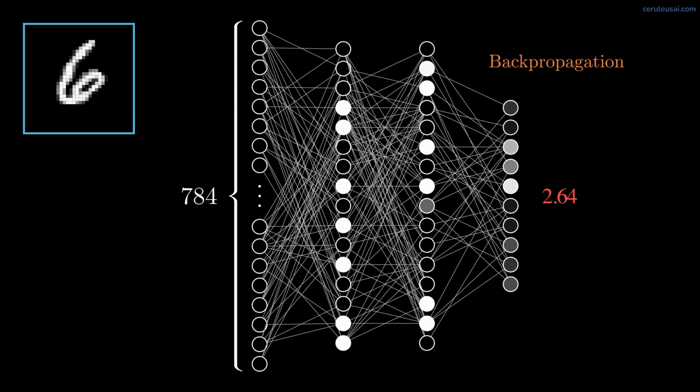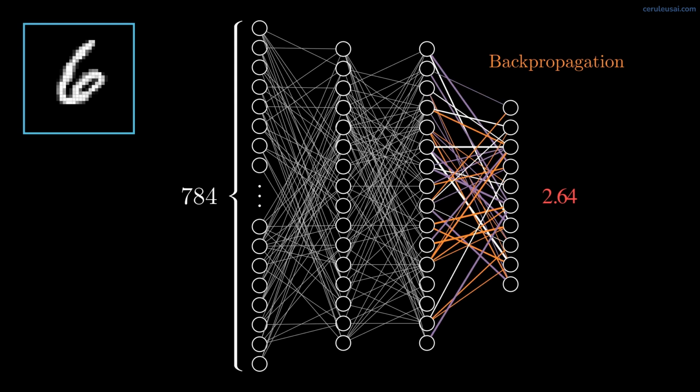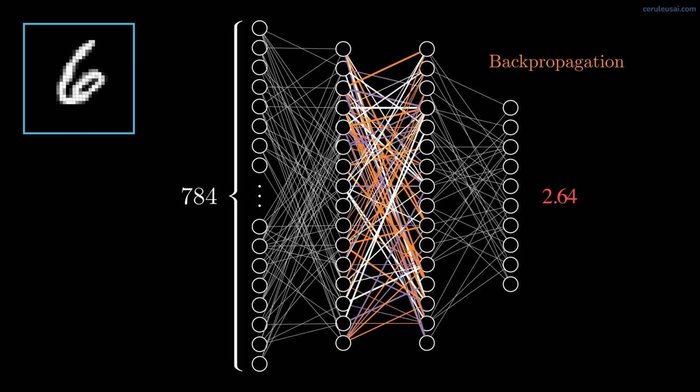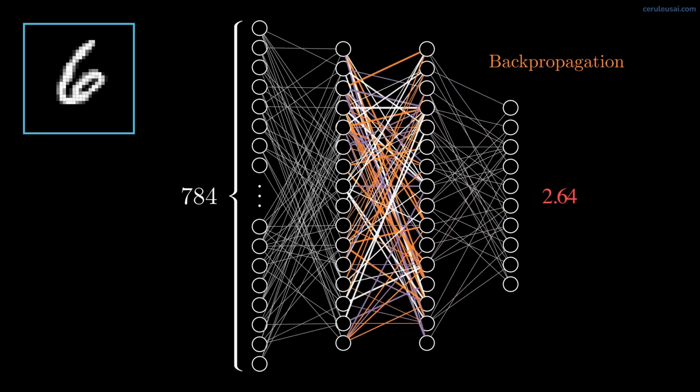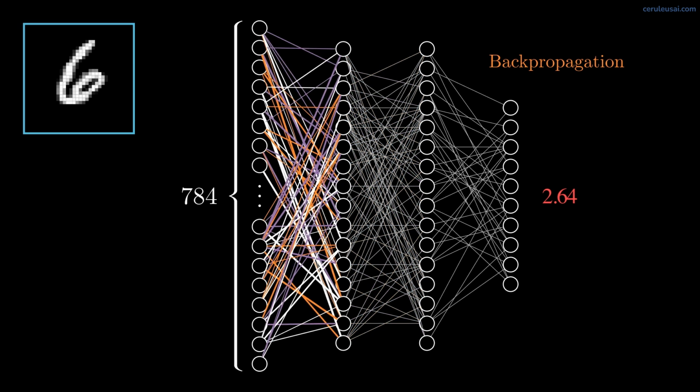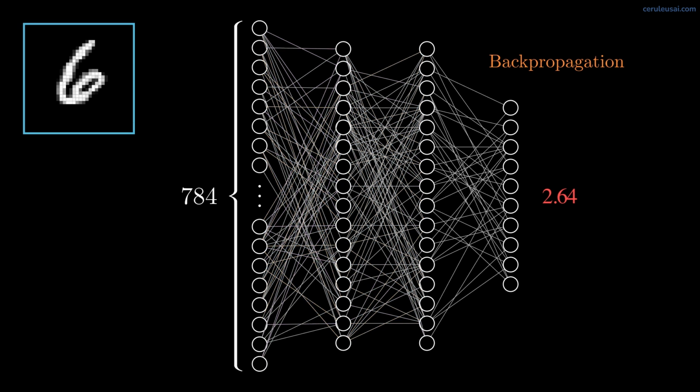We start with the output layer and work our way backward through the network. For each neuron in the output layer, we compare its actual activation, like 0.1 for the 6th neuron, to its target value, which should be 1 for the digit 6. If the neuron is underactive, backpropagation determines how much to increase the weights of the connections feeding into it. If it's overactive, it determines how much to decrease them. This process propagates backwards layer by layer, updating the weights of every connection along the way.